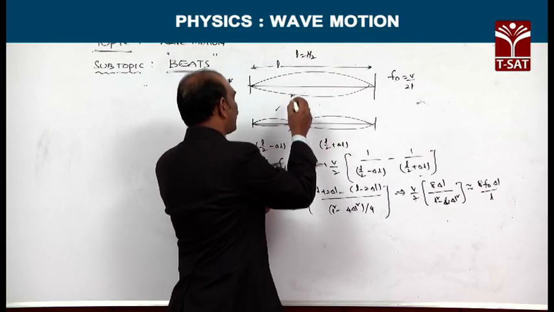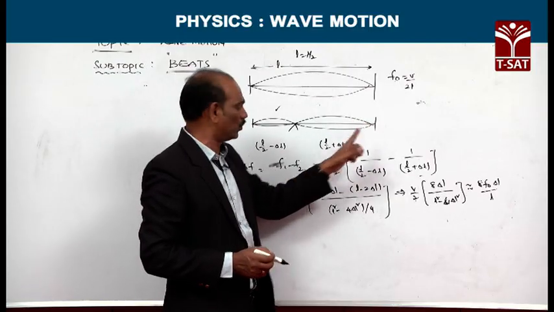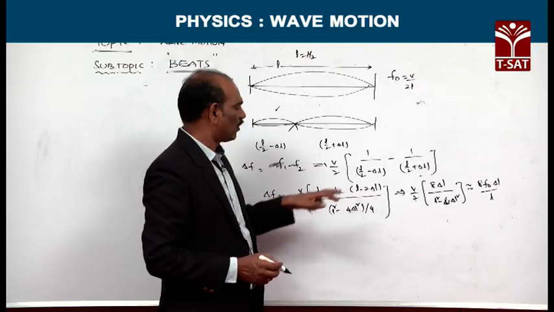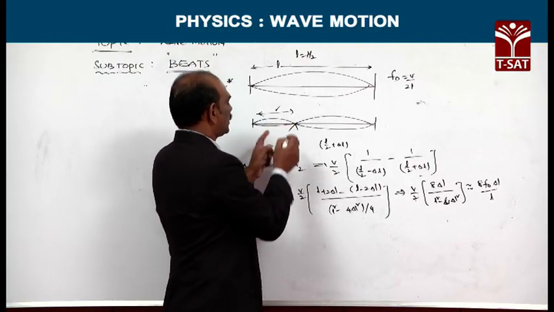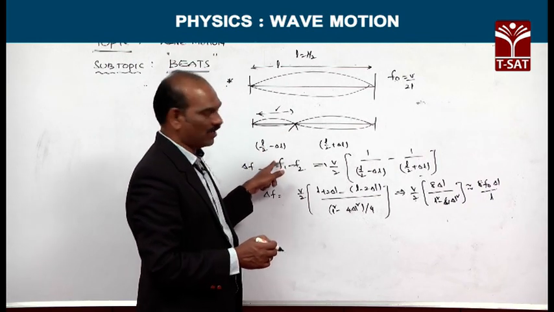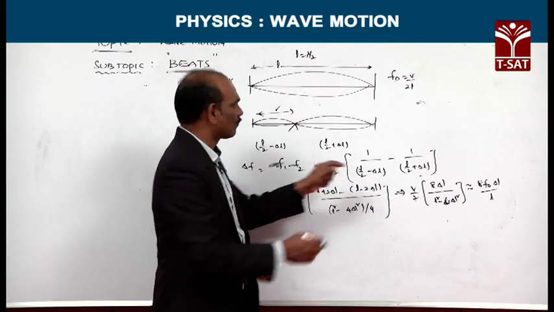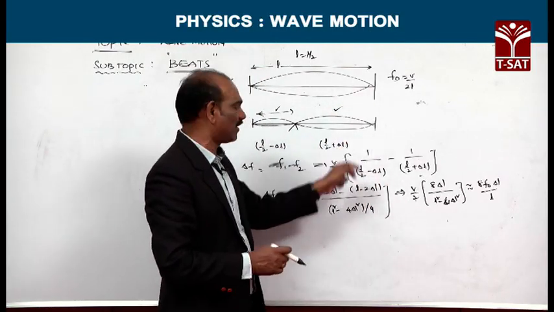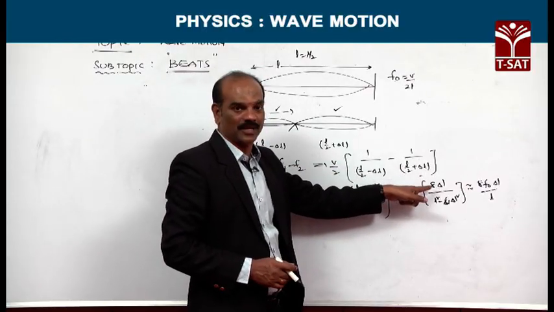Therefore, the frequency of the first part is F1 and the frequency of the second part is F2. F1 is equivalent to the general formula V by 2L only. V by 2 times this length, which will become L by 2 minus delta L. Therefore, V by 2 times 1 over L by 2 minus delta L. Now, the fundamental frequency of the right side part of the string will become V by 2 times 1 over L by 2 plus delta L.